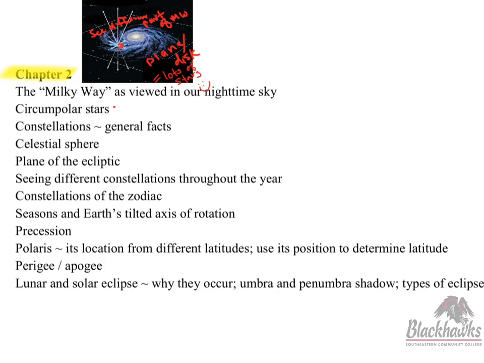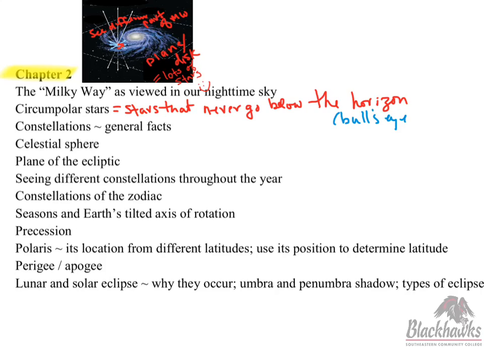Let's see, the next term is circumpolar stars. By definition, a star is circumpolar if it never sets below your horizon. You're going to see here on the review slide, I said these circumpolar stars make a bullseye with Polaris, which is the North Star. Now, not all circumpolar stars are close to Polaris.